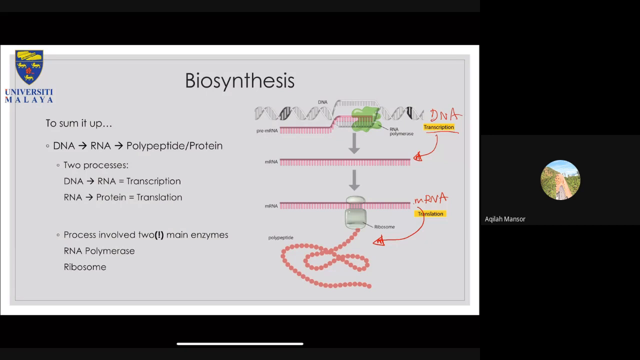Other than that, what else is involved? You have this RNA polymerase. What RNA polymerase does is it unwinds the helix, the double helix nature of DNA. It opens up the DNA like that, and then it starts to do a duplication. It copies the genetic sequence as it moves along the DNA.